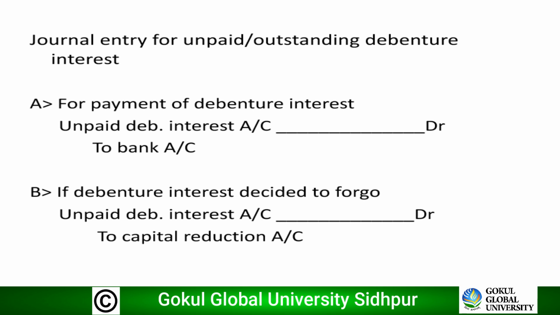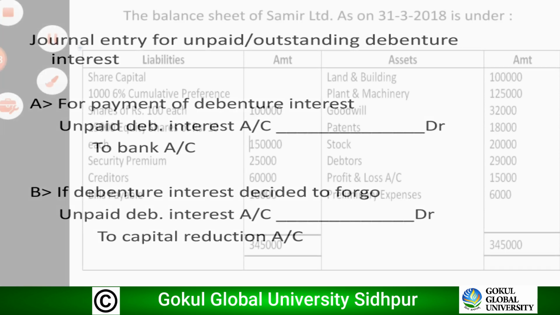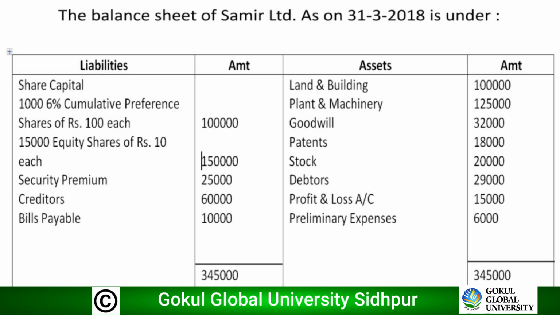The second entry is the journal entry for unpaid or outstanding debenture interest. A, for the payment of debenture interest, the entry is unpaid debenture interest account debit to bank account credit. This entry is like expenses. B, if debenture interest is decided to be forgone, the entry is unpaid debenture interest account debit to capital reduction account credit.